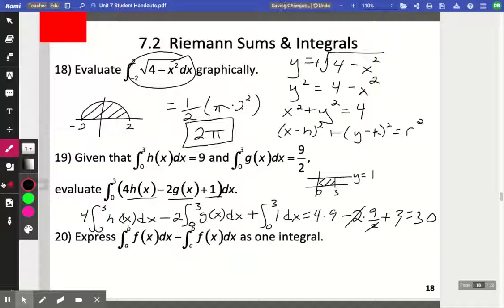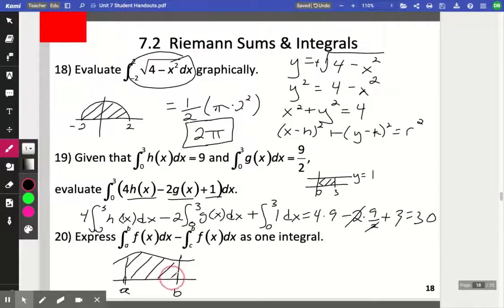And then lastly, express the integral from a to b of f of x minus the integral from c to b of f of x dx as one integral. I'm going to go ahead and draw a little picture just so we can understand this. So here is some curve, let's say. And let's say that I have a here and b here. The first integral represents the area from a to b, so that would just be this area.